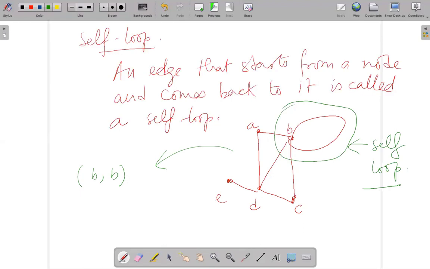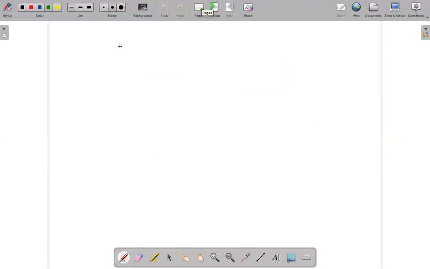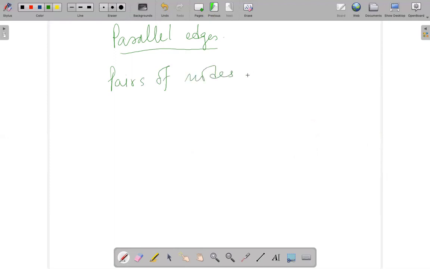Now a similar concept is that of parallel edges. So these are pairs of nodes connected by multiple edges. Okay.